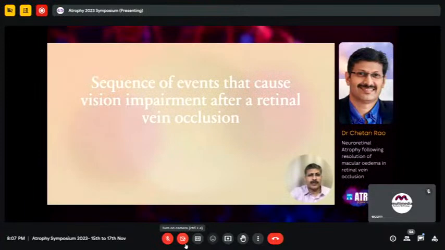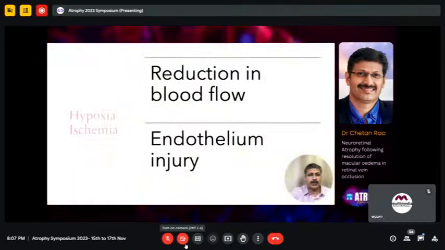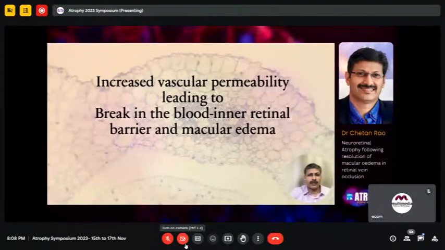Let us see the sequence of events that cause vision impairment after retinal vein occlusion. After the vein occlusion happens, there is a reduction in the blood flow. There is hypoxia and ischemia in the retinal tissue, the severity of which depends upon the duration and the severity of the occlusion itself, which leads to endothelial damage. A cascade of biochemical events happens, which leads to increased vascular permeability, leading to a break in the blood-inner retinal barrier, intracellular cystic edema, and macular edema.